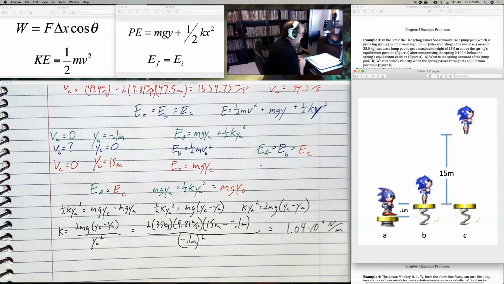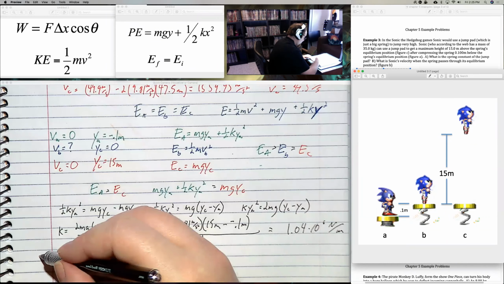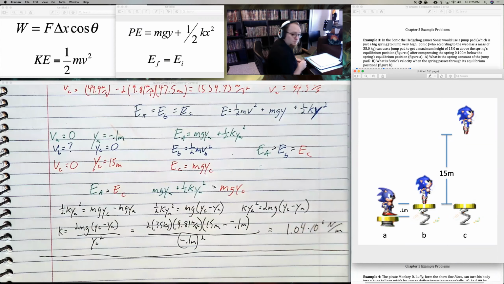And you get a really huge spring constant, which I don't think is that surprising because we're trying to launch someone 15 meters up. Video game logic is normally not very sound physics logic. Any questions?